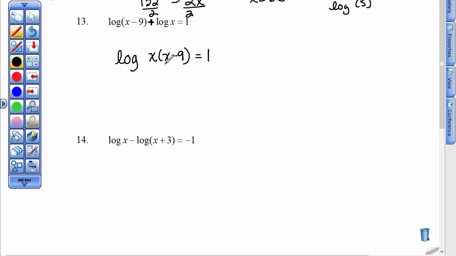And now that you've got that as a single logarithm, you know that the base is understood to be a 10. So you can put this in exponential form. So the base of 10 is raised to the first power. 10 to the first is 10. And that should equal the x times the x minus 9. Oh man, this is a quadratic equation.